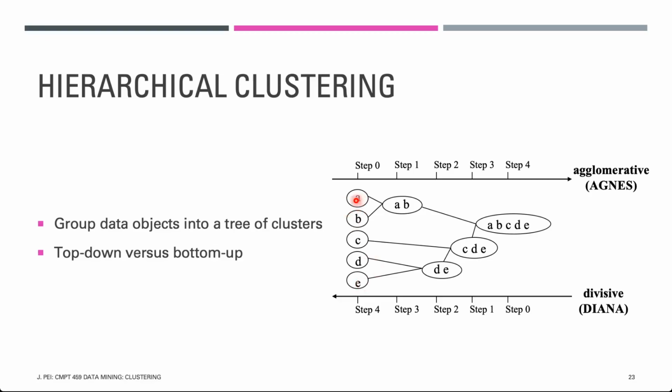Alternatively, we can do a bottom-up approach. We start with clusters where each cluster has only one object. Then we keep merging small clusters into larger ones. The merge process continues until all the objects are merged into one big cluster. That's the root of the tree of clusters. This is the bottom-up approach.